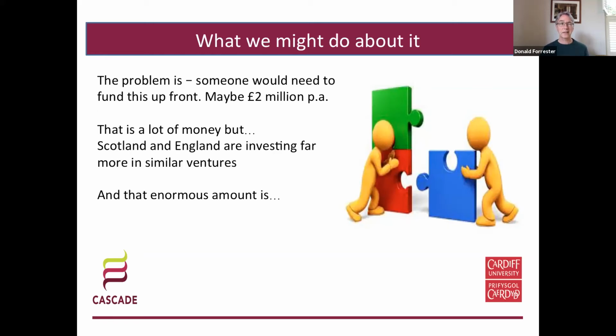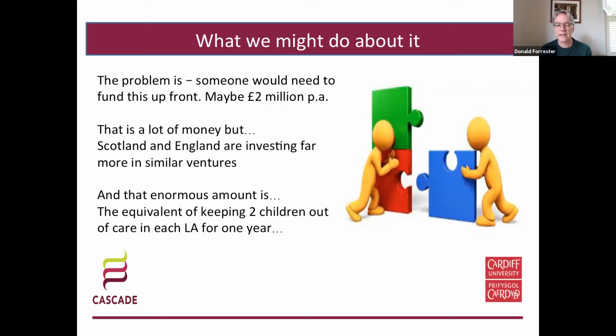But I think Scotland and England are investing far more in similar ventures. England's talking about tens of millions of pounds going into the What Works Centre. And also, that enormous amount is just the equivalent of keeping 2 children out of care in each local authority in 1 year. So £2 million, it sounds like a lot of money. It is a lot of money. But if it could actually genuinely improve outcomes, reduce the need for care, find the services that were working really well, share, and as a result, we began to get a real improvement in things like keeping kids out of care, then I think it begins to pay for itself.